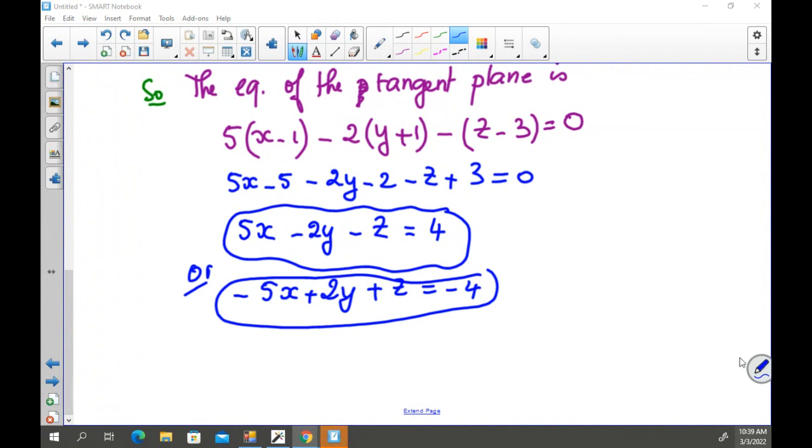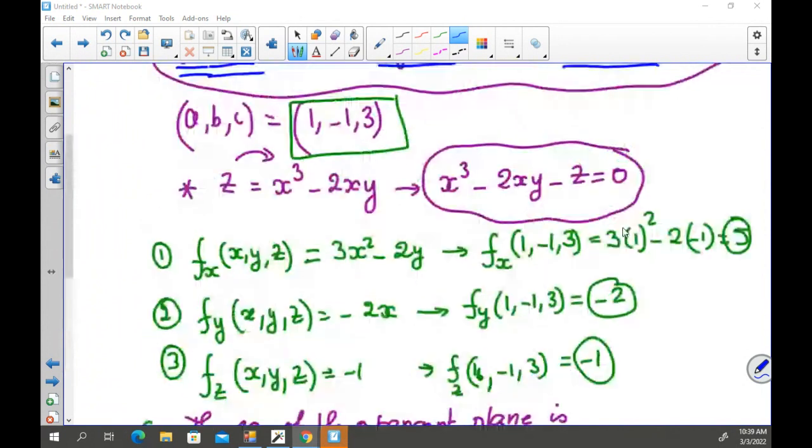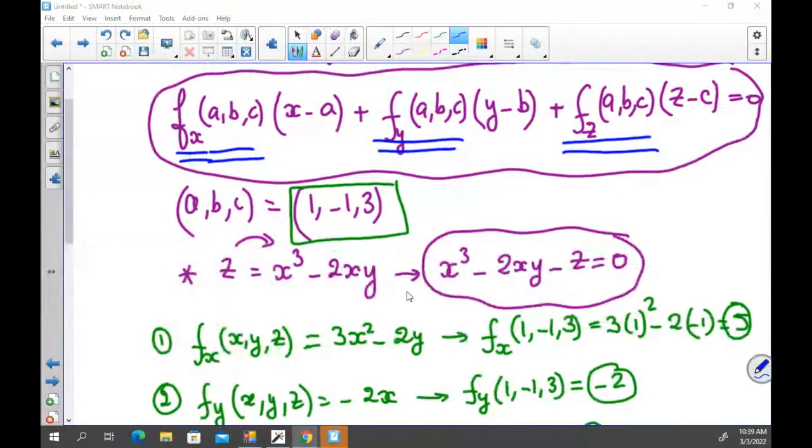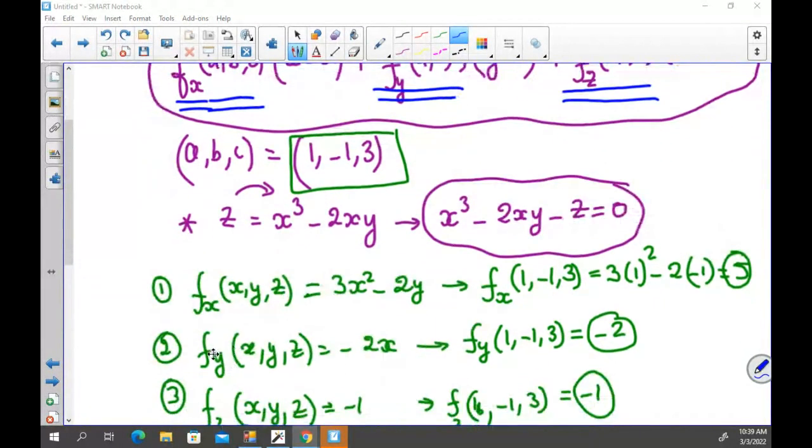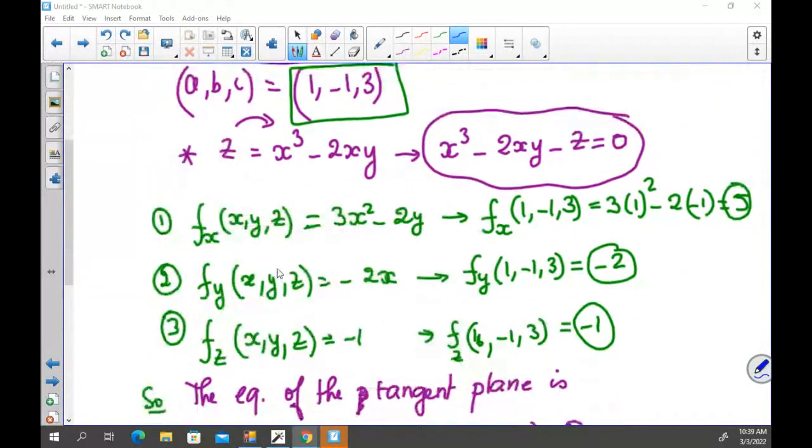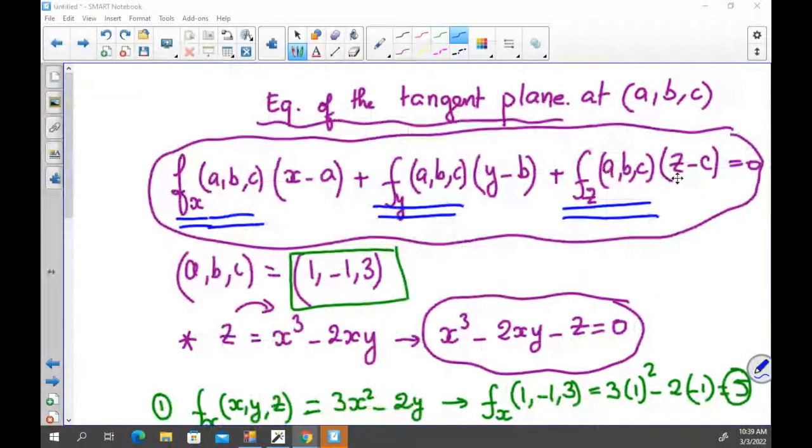Yeah, you know the way you need to solve this. So first, make sure the equation is something equal to 0 for the surface. And then you find fx, fy, fz, and then use this rule that you have here. This will give you the equation of the tangent plane at the point (a, b, c). Are we okay with this? Yeah? So I need to change this answer.